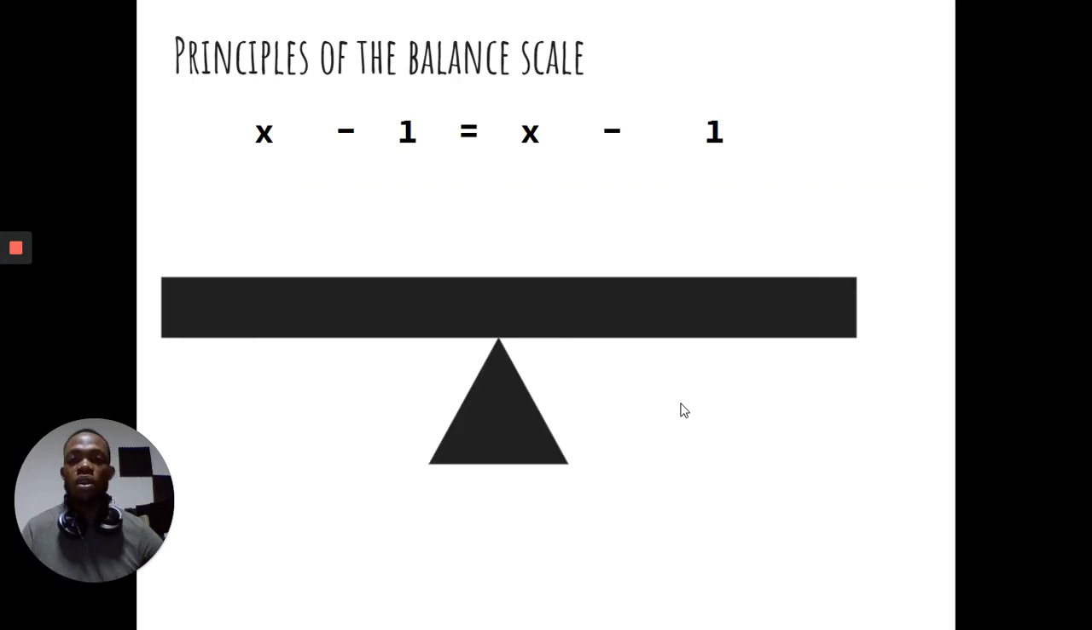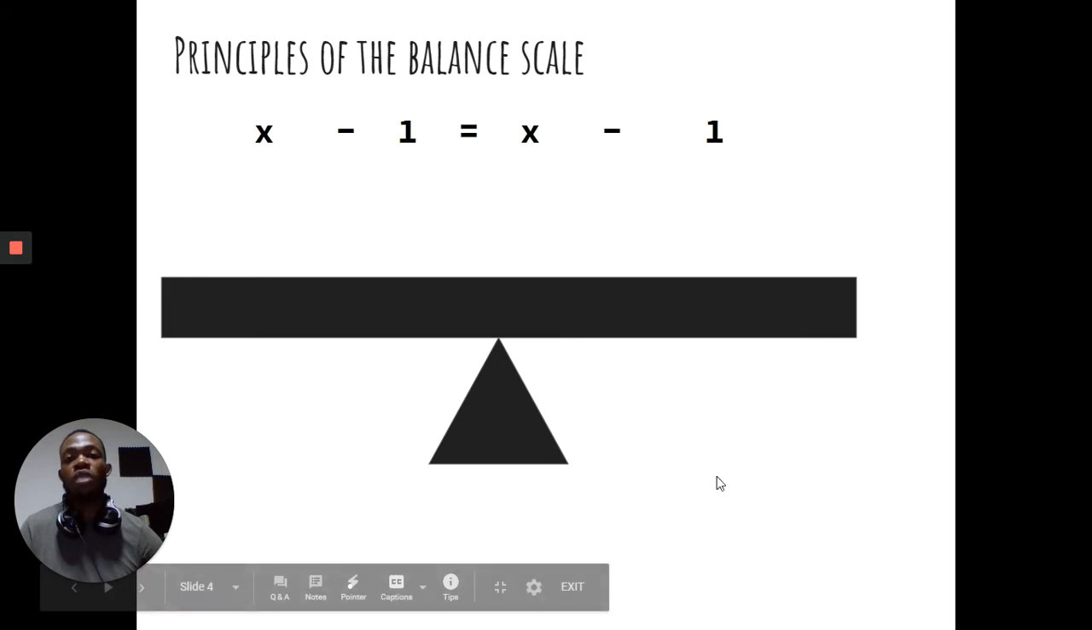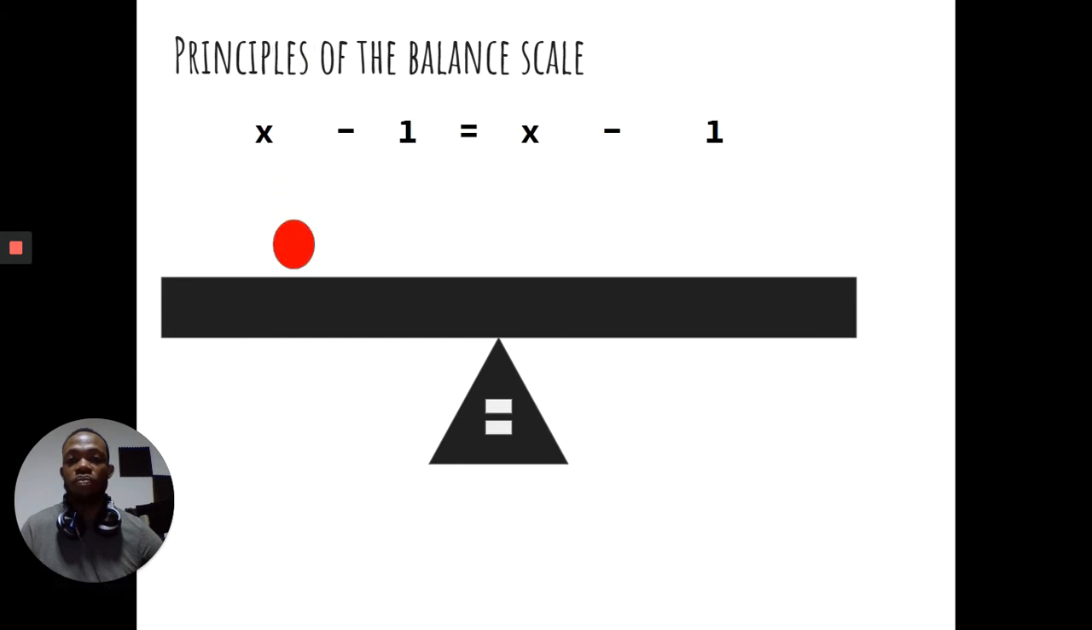Let us explore this equation: x minus 1 equal to x minus 1. To represent this on the scale, it simply means we need a red circle on the left and also a red circle on the right. Now for my variables, I'm going to use green since it is positive, and another on the right.